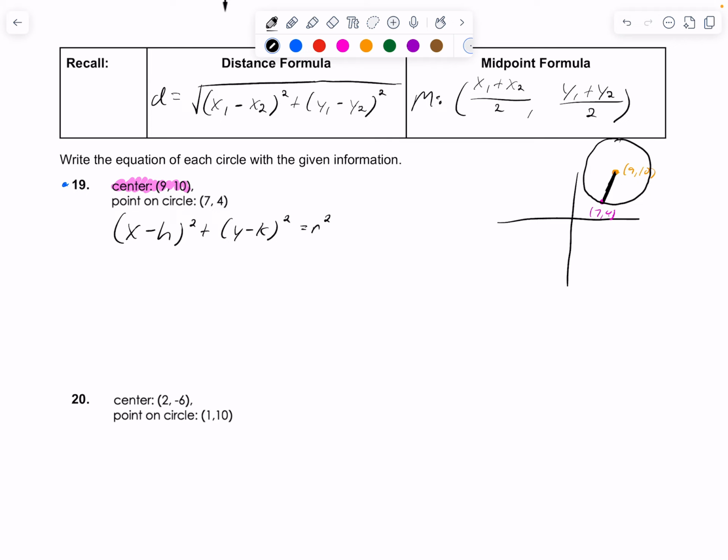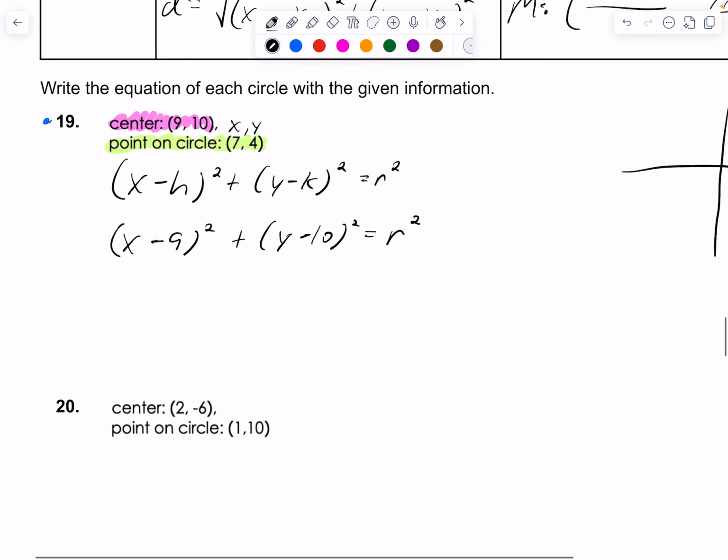Okay, I'm going to plug in what I know, which is my center. So (x − 9)² + (y − 10)² = r², the radius squared. Now, I actually do know a point on this circle. They gave me this point on the circle, which is (7, 4). So I can put this into my x and my y, and that would allow me to solve for my r, my radius, or my radius squared.